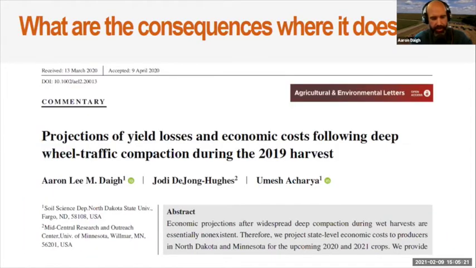Now, Jody DeJong Hughes at the University of Minnesota, one of my graduate students who worked with Charya and me, right after the 2019 fall harvest, we knew that there were a lot of ruts out on fields, a lot of deep compaction occurring. And we wanted to get a projection of what kind of economic costs this deep compaction would have directly on farmers, with loss in grain yields for the next few years and the cost to level out any ruts that were in their fields.